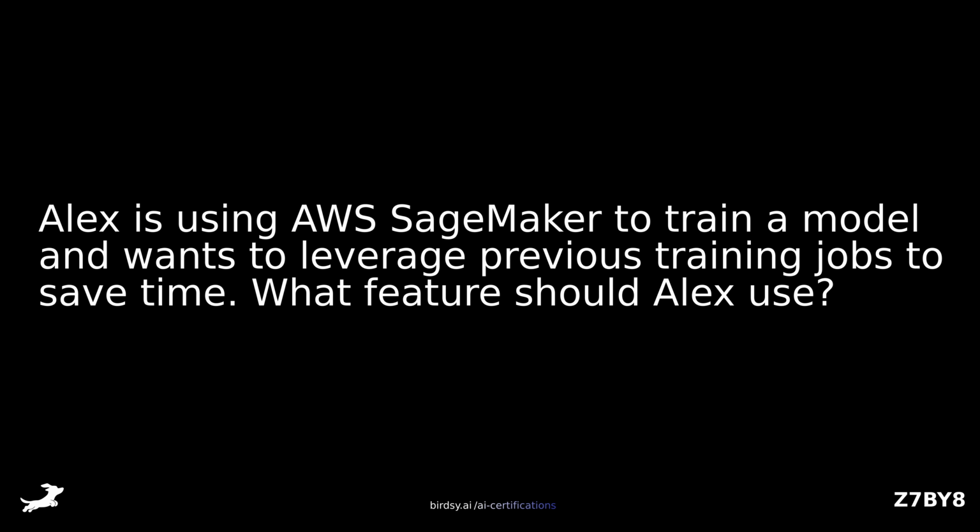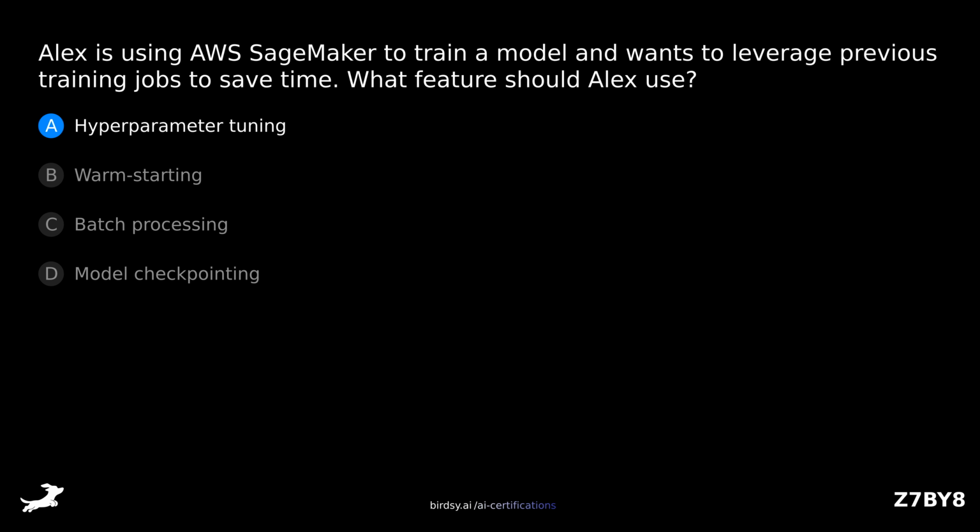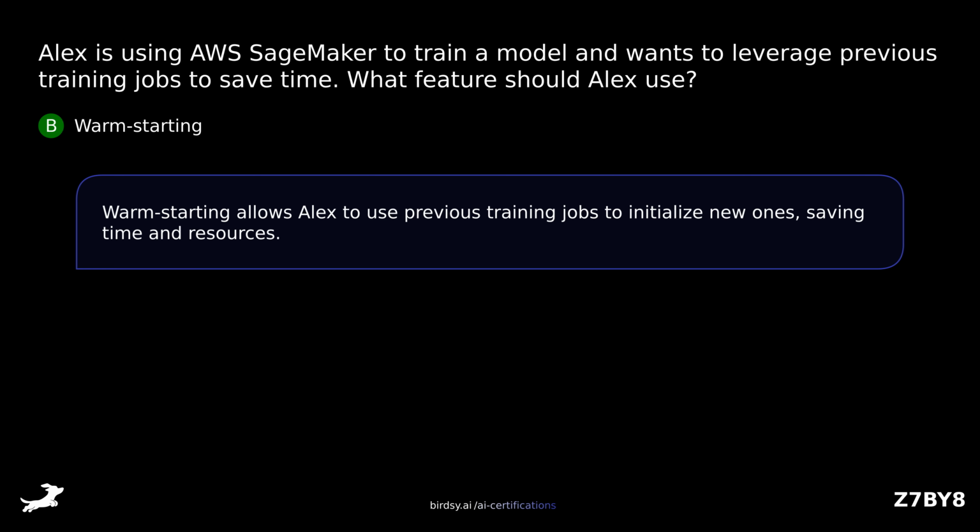Alex is using AWS SageMaker to train a model and wants to leverage previous training jobs to save time. What feature should Alex use? Is it A, hyperparameter tuning, B, warm starting, C, batch processing, or D, model checkpointing? The answer is B, warm starting. Warm starting allows Alex to use previous training jobs to initialize new ones, saving time and resources.